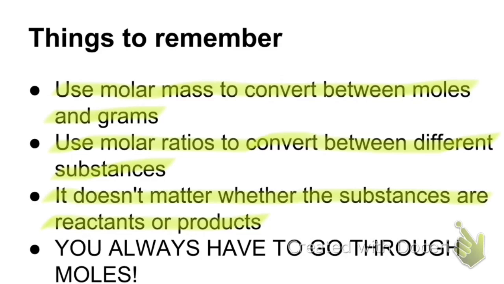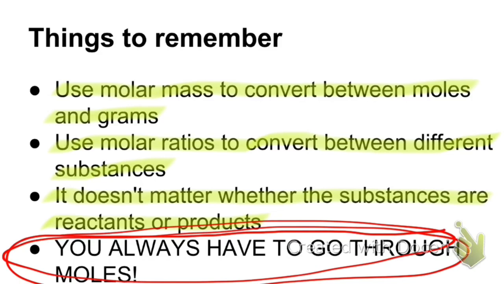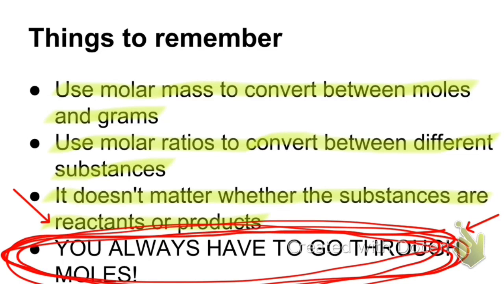And no matter what, no matter where you start, no matter where you're trying to get, we have to go through the moles, because moles can be directly compared. Nothing else can. If you do a stoichiometry problem and you have not ended up in moles at any point in time, something has gone wrong. You must go through moles.